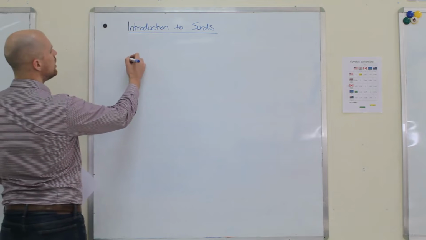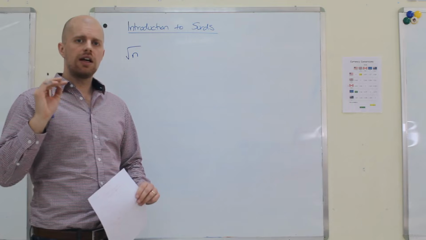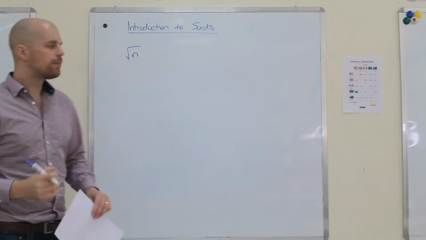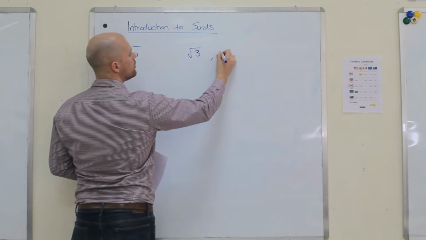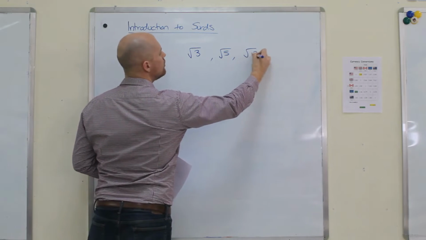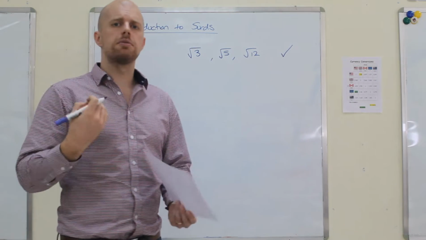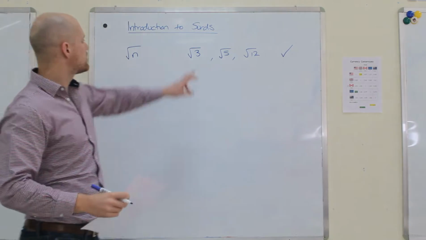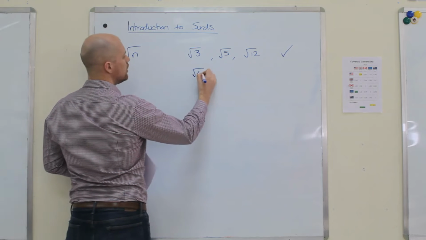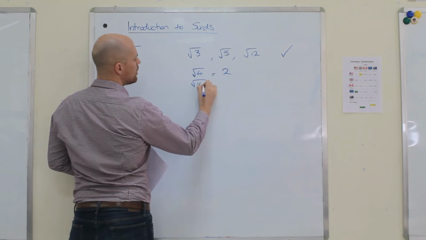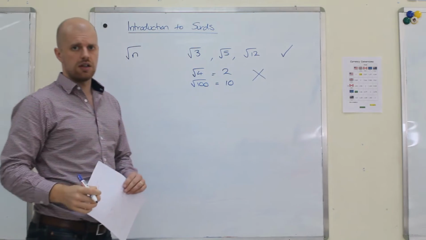A surd is any number with a square root on it where the number n is not a perfect square number. So for example, root 3, root 5, root 12, these are examples of surds. Some of them can be simplified, some of them can't be, but they are all surds because 3, 5 and 12 are not square numbers. Root 4 could be written as 2, root 100 could be written as 10, and therefore these are not surds.